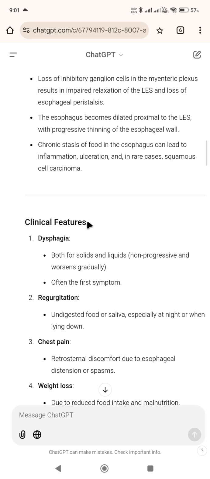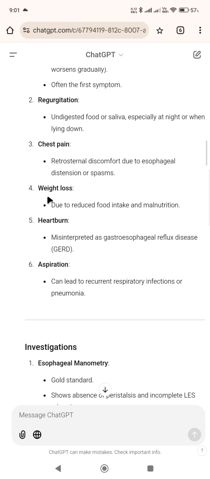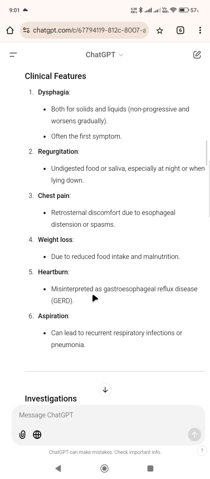Clinical features. 1. Dysphagia. Both for solids and liquids, non-progressive and worsens gradually, often the first symptom. 2. Regurgitation, undigested food or saliva, especially at night or when lying down. 3. Chest pain, retrosternal discomfort due to esophageal distension or spasms. 4. Weight loss due to reduced food intake and malnutrition. 5. Heartburn, misinterpreted as gastroesophageal reflux disease, GERD. 6. Aspiration, can lead to recurrent respiratory infections or pneumonia.